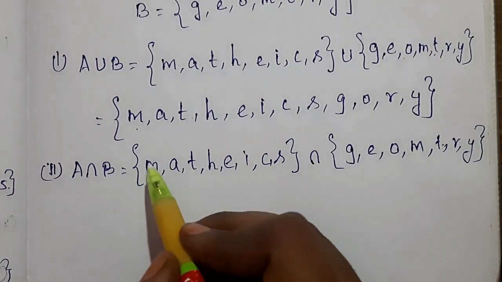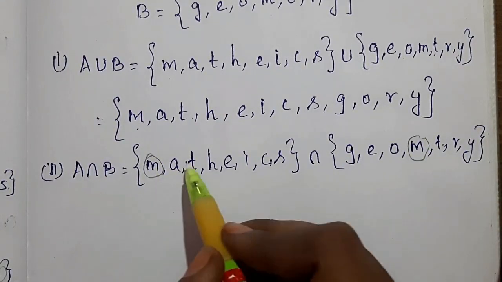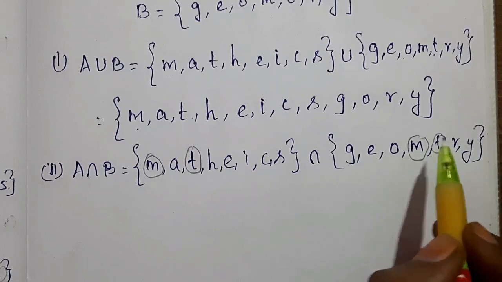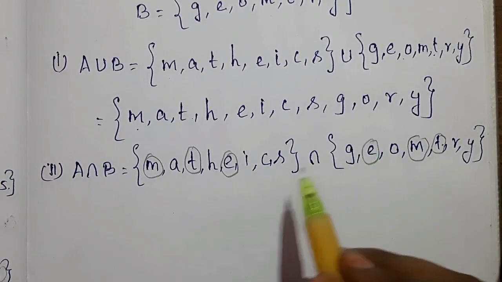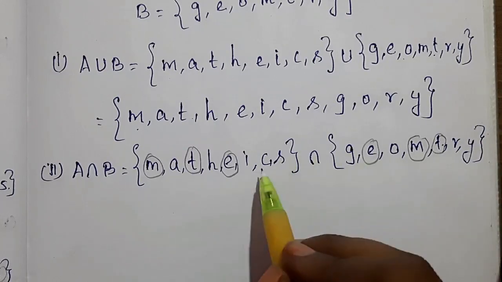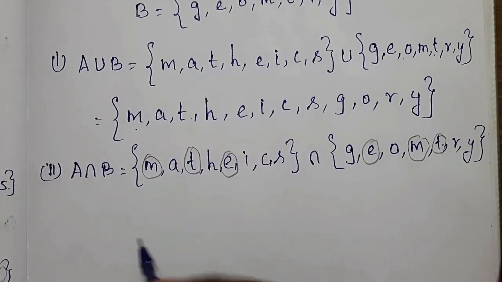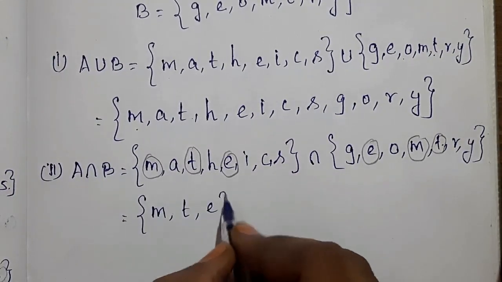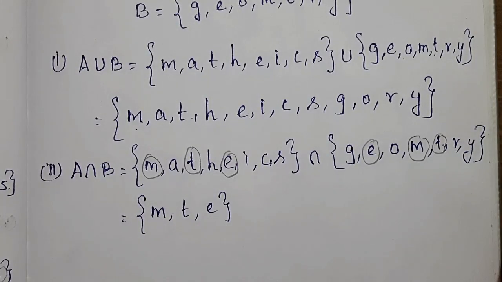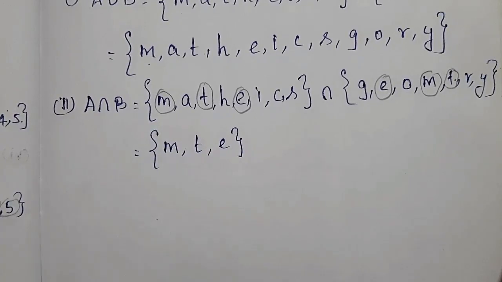What are the common elements? M here and there, common. A, no. T here and there. Okay. H, no. E here and there. Okay. I, no. C also not. S also not. So the only common elements are M, T, E. Okay. This is A intersection B. So next we can write the third one.